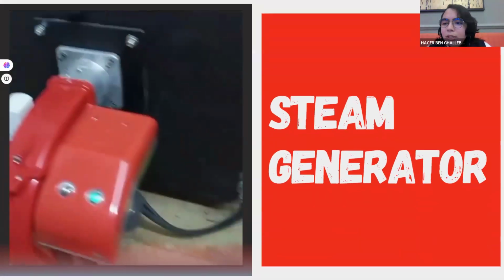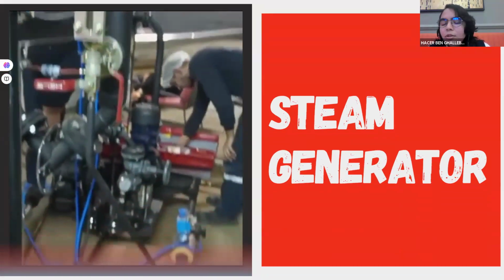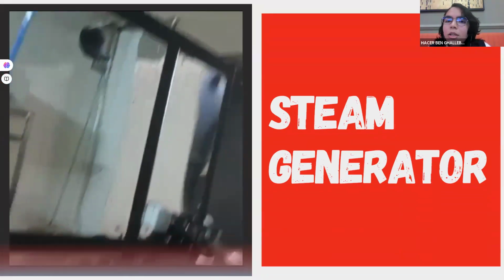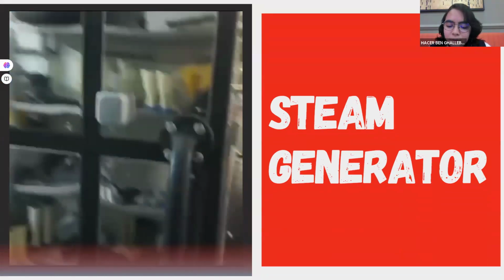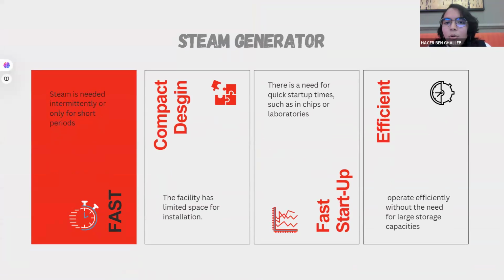Now on to our second type of boiler, which is the steam generator. The steam generator mainly doesn't stand far away from a steam boiler, but it has its own specifications. The difference between a steam boiler and a steam generator is that the steam generator starts up very fast compared to a steam boiler, since the steam generator has a smaller water container. The second specification about this device is that it has a compact design.